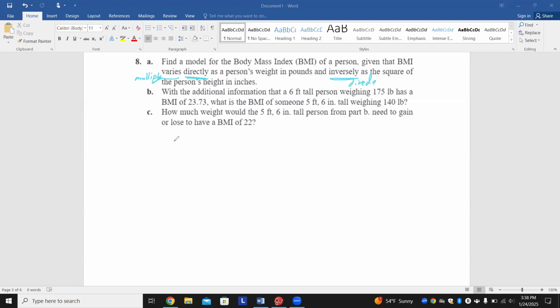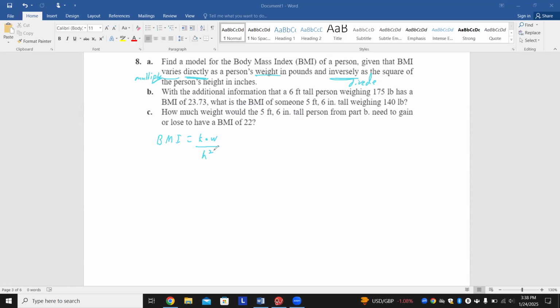So when I'm working this out, for my BMI, there's always a value of K, a constant number that we don't know. So we'll write K first. Some books use R as well, but most of the book here uses K. So we'll say K, and then it says varies directly as a person's weight, so that's going to be multiplied. We'll call it W for weight in pounds, and inversely, which means divide, as the square of a person's height. So I will let H be height and then square it. So there is your equation for BMI.